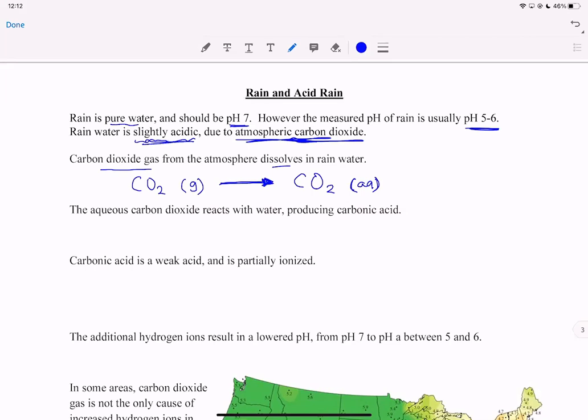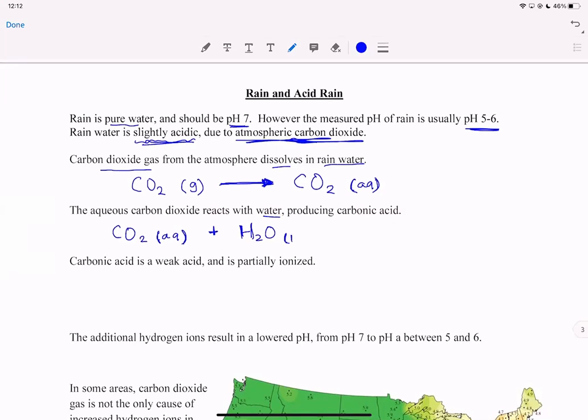Once that carbon dioxide is part of the rainwater, that aqueous carbon dioxide will react with the rainwater. So it reacts with the water in the rain. This is water, which is H2O, and it has the physical state l. This produces carbonic acid. Either from the name, that it is an -ic acid, that is the carbonate ion, or from the previous worksheet, we know that carbonic acid is the chemical formula H2CO3. And acids always have aqueous physical states, so I'm going to add an aq.